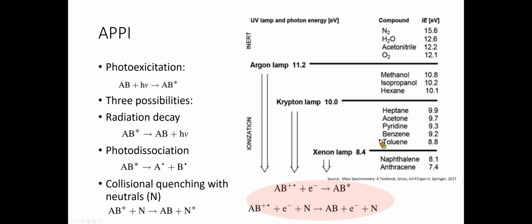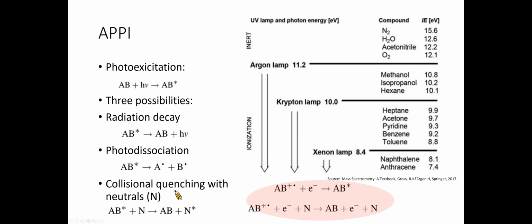Photoionization of an analyte molecule is neither an energetically nor statistically favored process. Molecule AB can undergo photoexcitation when absorbing photon energy with a light frequency of nu, leading to the following consequences: radiation decay, photodissociation, or neutralization. The excited AB molecule can return to the ground state, AB, releasing the absorbed energy h nu, or undergo photodissociation to form radical A and radical B.